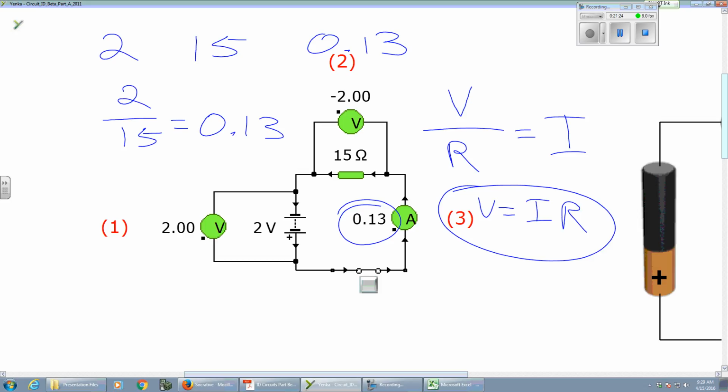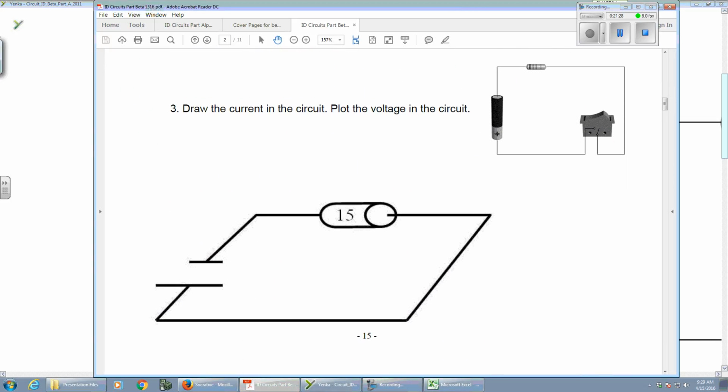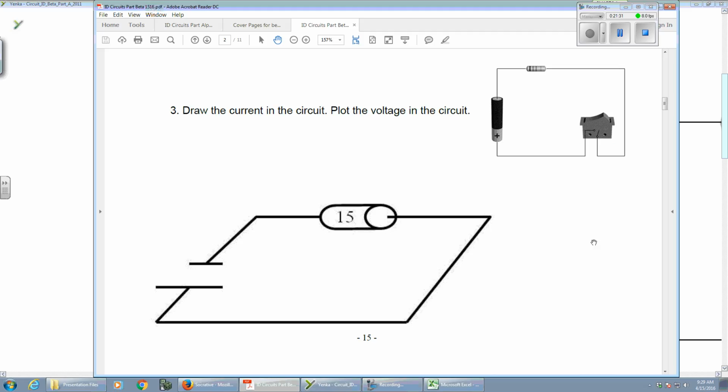All right. So, in the last part of this page, we're going to do a couple of skills that eventually will become part of your whys, part of showing you conceptually understand the problem. And they're also going to be the way that helps you set up the equation to solve any circuit. They're called drawing the current and plotting the voltage.